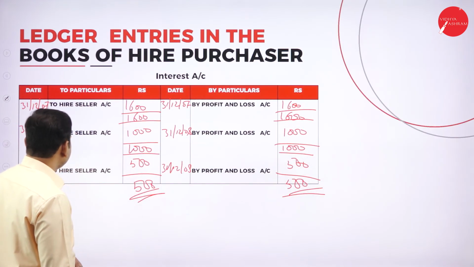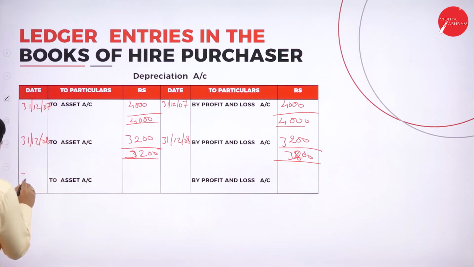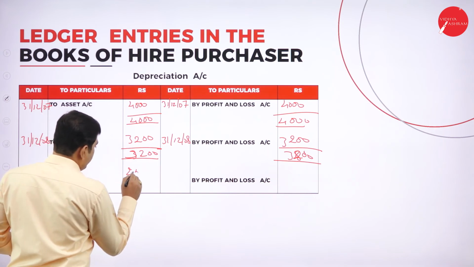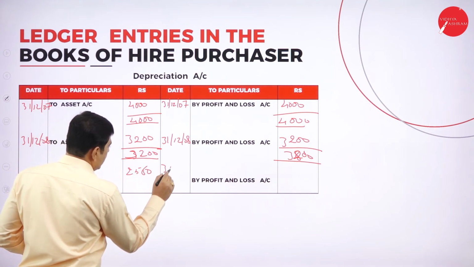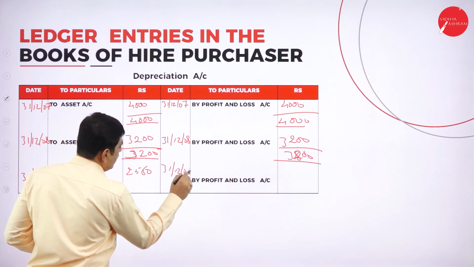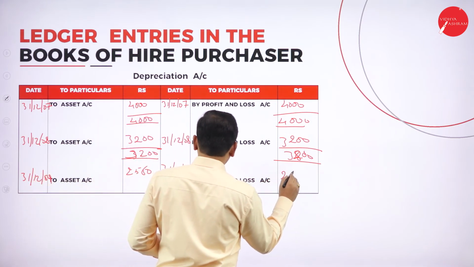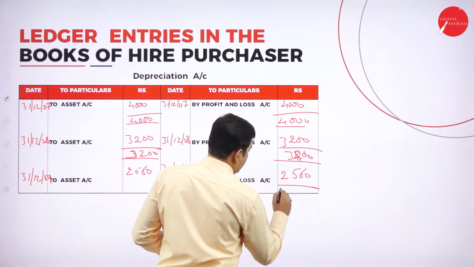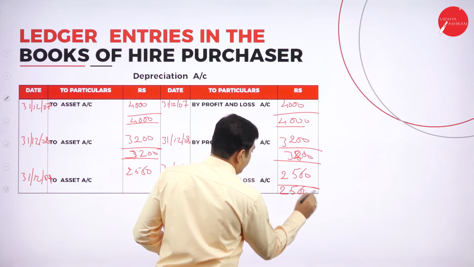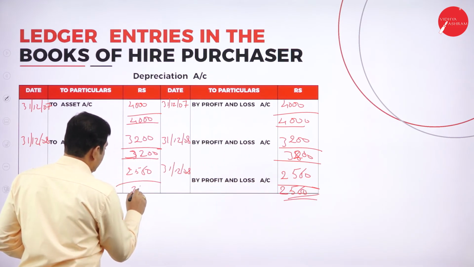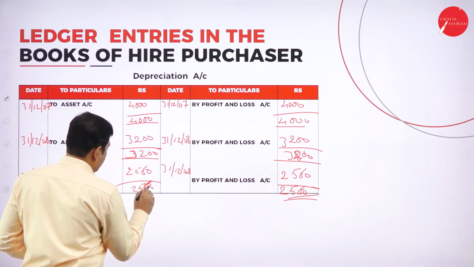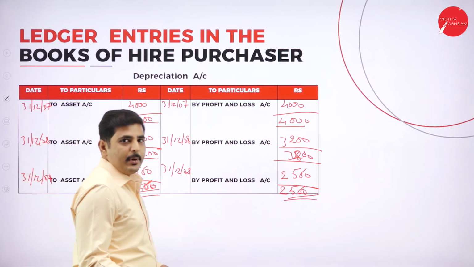2560. So last date 31st 12 2009, 2560. Here also 31st 12 2009, 2560. Tallied on both sides, 2560. Here also 2560. So here we have prepared 4 accounts.